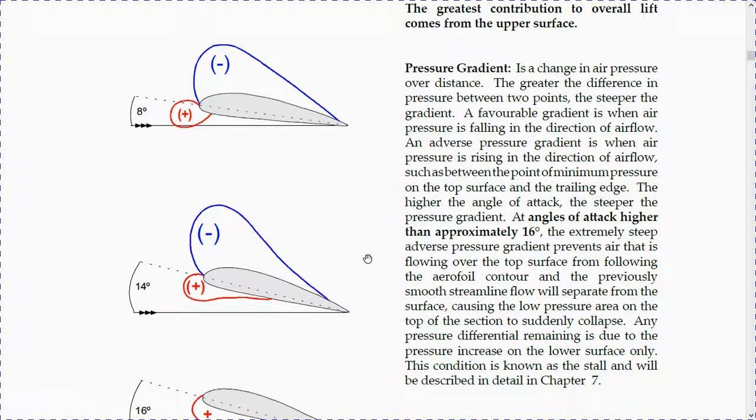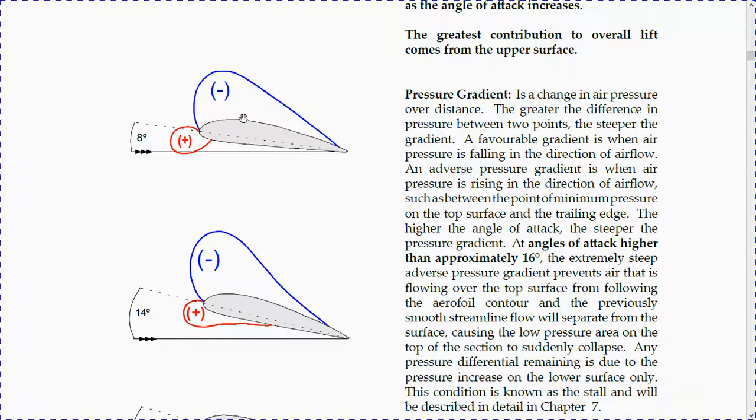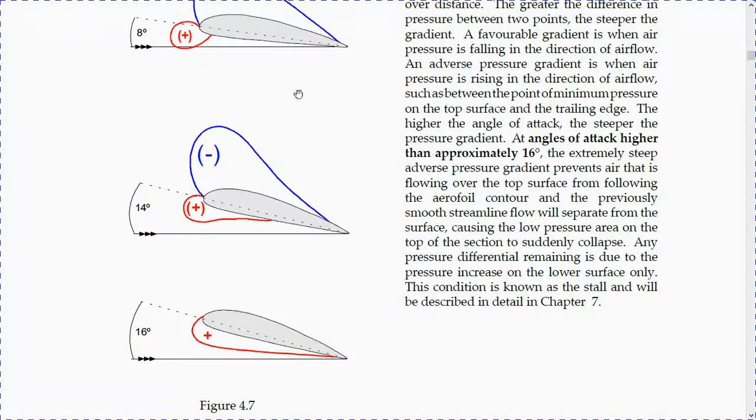Pressure gradient. It is a change in air pressure over distance. The greater the difference in pressure between 2 points, the steeper the gradient. Favorable gradient is when air pressure is falling in the direction of airflow. So pressure should fall in the direction of the airflow. So there should be higher pressure and lower as we go down and backwards.